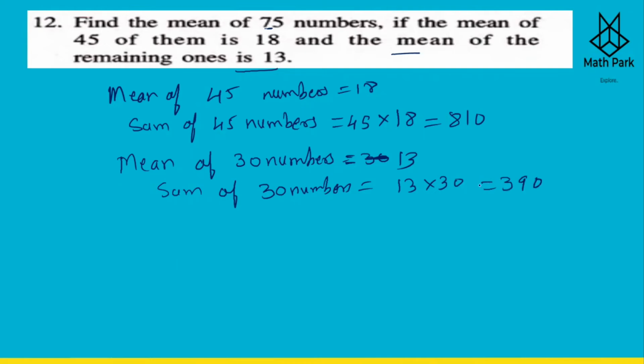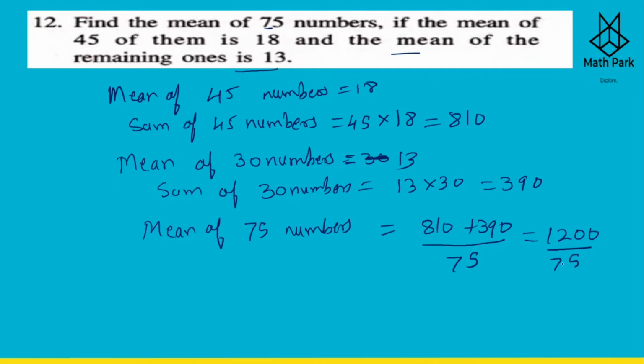So we are asked to find the mean of 75 numbers. For finding the mean of 75 numbers, we add the sum of these both. Okay. So which is going to be 810 plus 390 and divided by 75. So the sum of these numbers is 1200 divided by 75. We get the mean of the 75 numbers as 16. Got it? So in the parts it was given, we found the sum of all of those, and then we found the mean of 75 numbers.